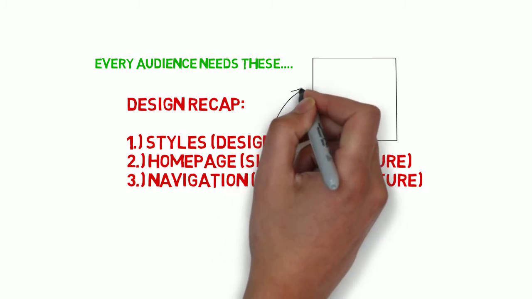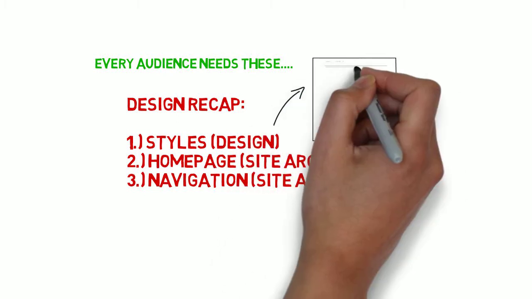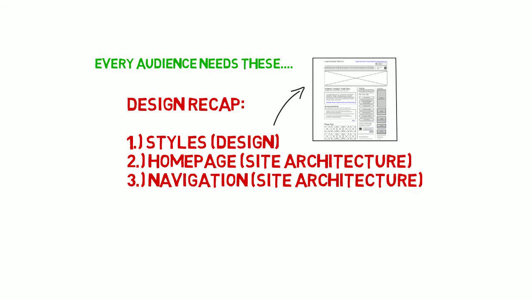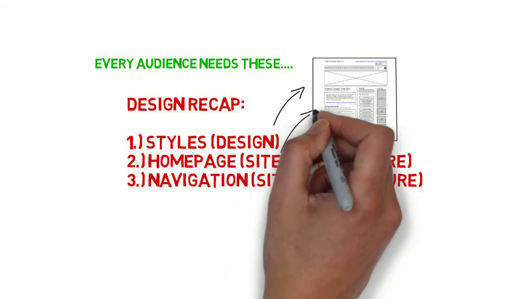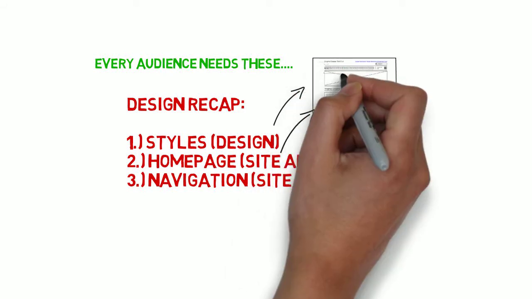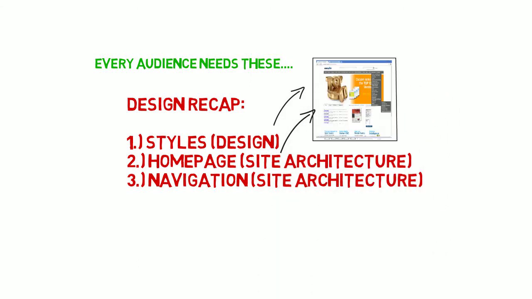Finally, just to recap, a site within Centralpoint is made up of three core components. Your styles record, that's under the design section. Your home page, which is under the site architecture. And the navigation.